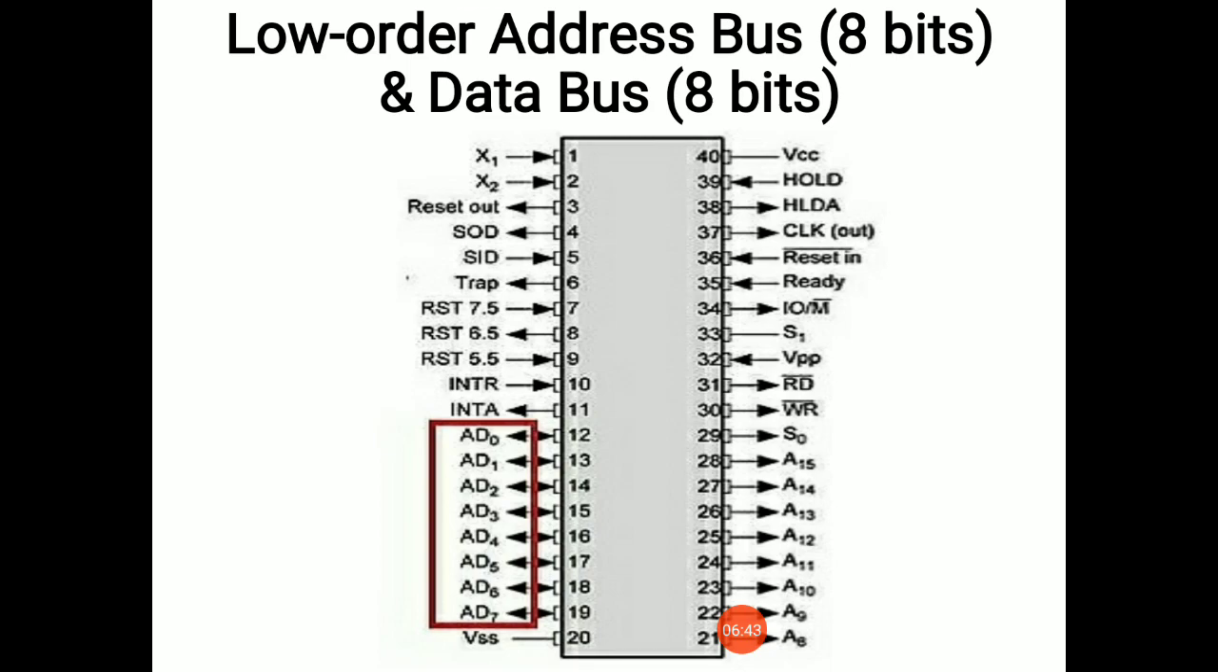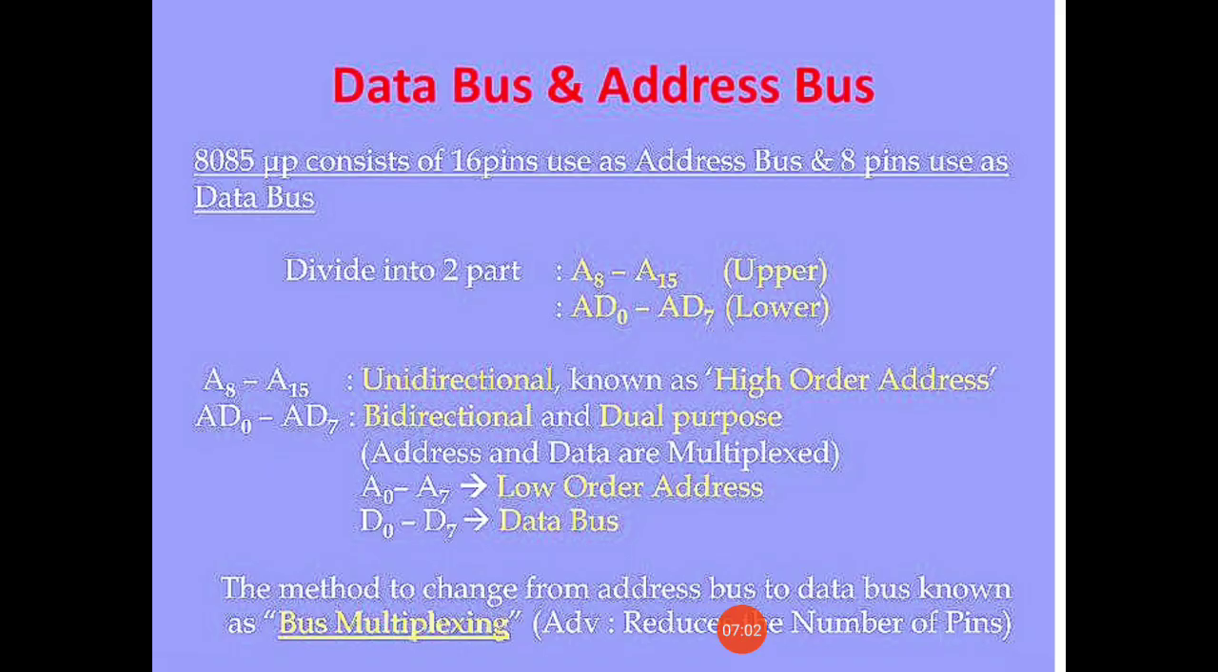Therefore AD0 to AD7 will work as an address bus as well as a data bus. In the initial part it will work as an address bus, and in the remaining part it will work as a bidirectional data bus. So this is multiplexed. So this was all about the data bus and address bus.